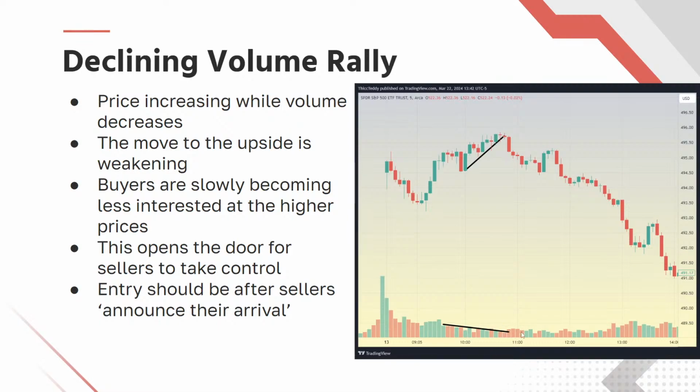And you can see I've marked this volume decline with this upper trend line on the volume side of things. What we can tell from the volume here is that the move to the upside is weakening. It's not getting stronger. If it was getting stronger, we would see higher volume. We'd see breakouts there with larger volume.